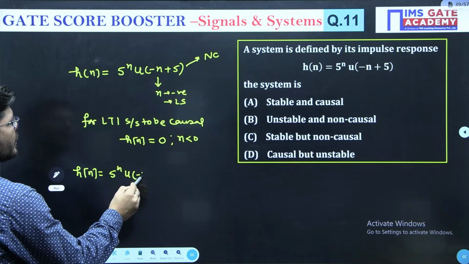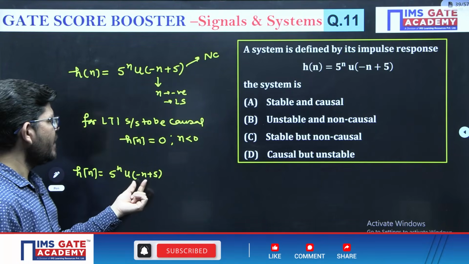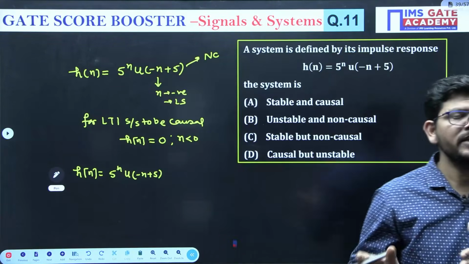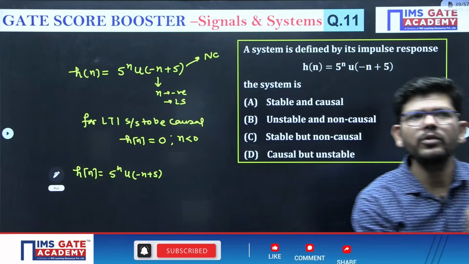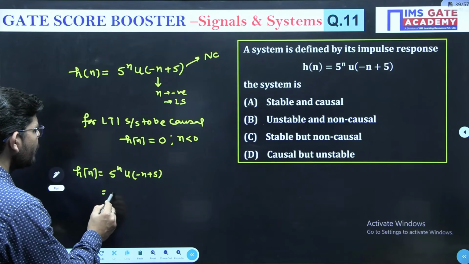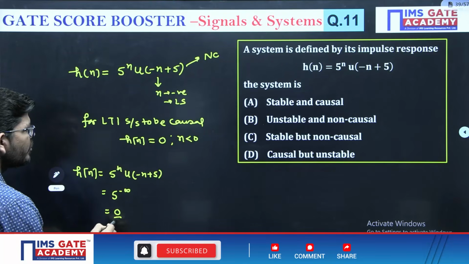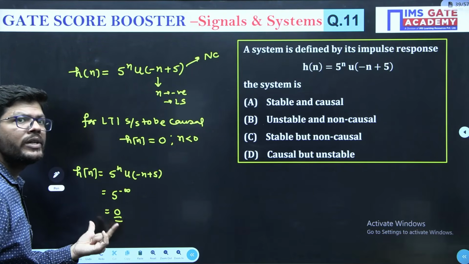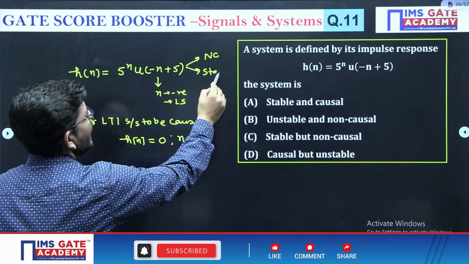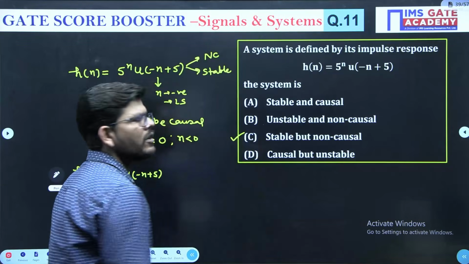Now when it comes to stability, we have to put the n values as negative, right? n can have a value from plus 5 to minus infinity. When I put minus infinity, 5 to the power minus infinity will be 0. That means at infinity the signal is still bounded, so it is going to be stable. So this is non-causal and it is stable, right? So the answer will be stable but not causal.